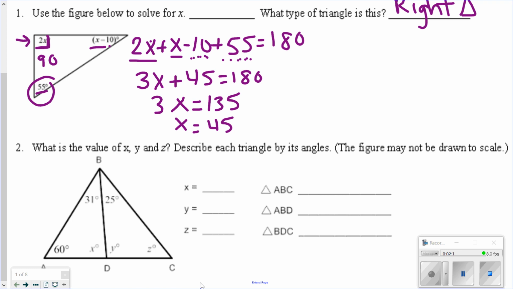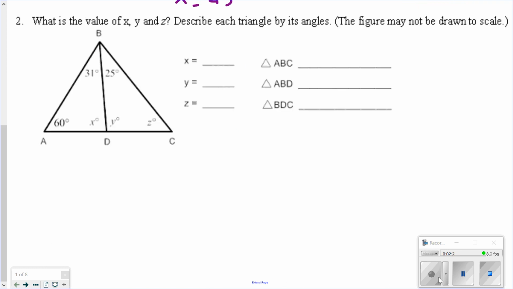All right, question 2. What is the value of x, y, and z? And then describe each triangle by its angles. All right, I'm going to scroll down a little bit here. So let's start by finding x. So I'm going to focus on this triangle here.